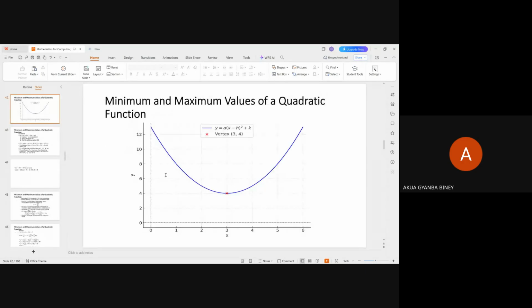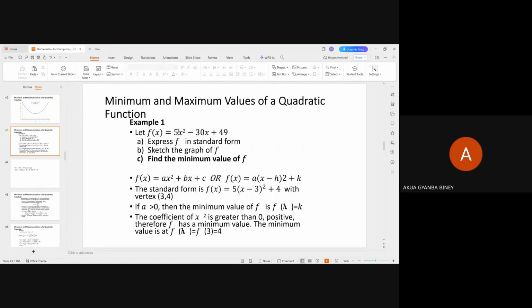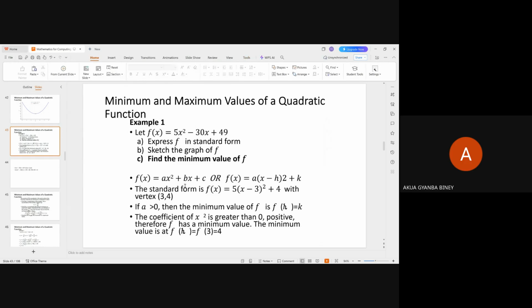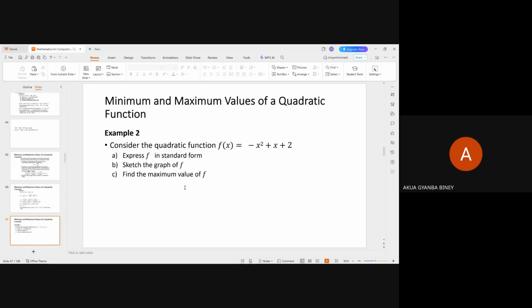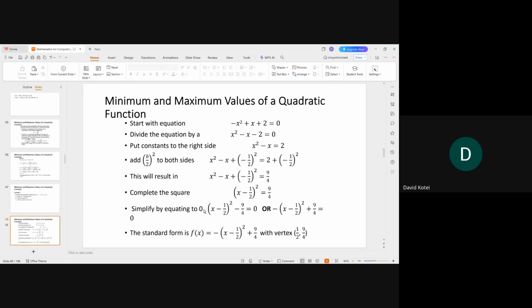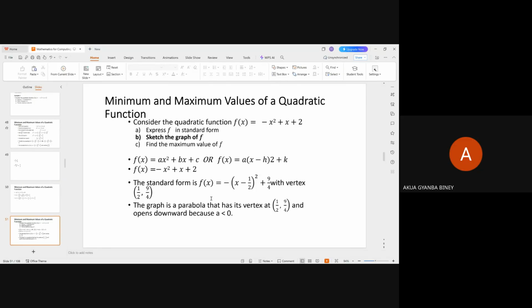So if I should go back to what we did, you realize that here a was greater than 0, so the question was find the minimum value. Now because a in the other question is -1, find the maximum. So what is the maximum value? That is 9/4. Exactly.